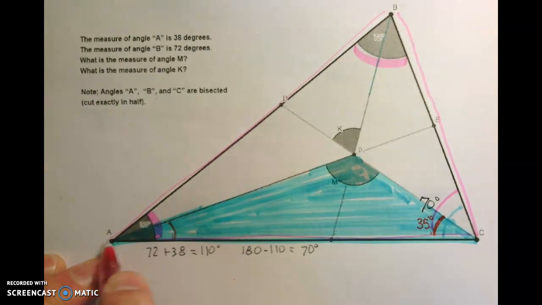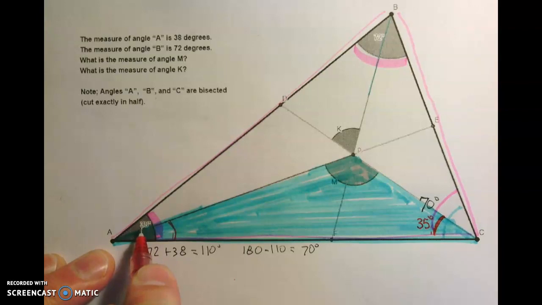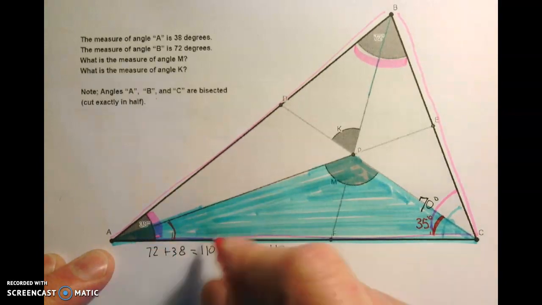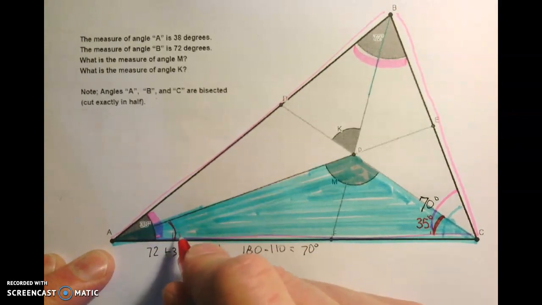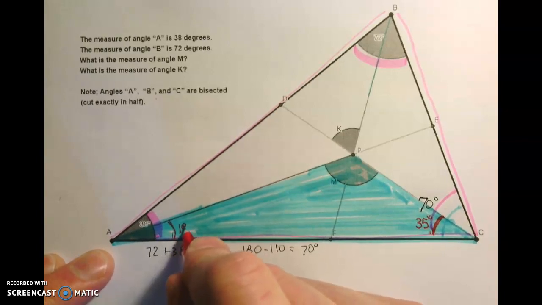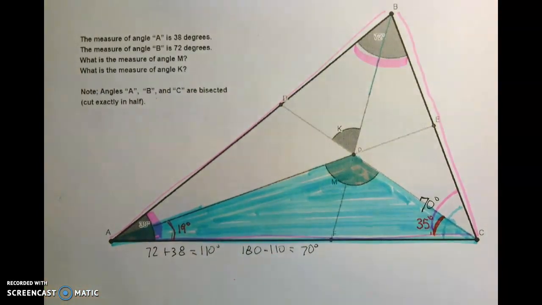And then I can do this one as well. This one, since it was bisected, cut exactly in half, would be 38 divided by 2. 38 divided by 2, I'm getting 15 is half of 30, and half of 8 is 4. 15, 16, 17, 18, so I'm going to get 19 degrees. Check me on your calculators, make sure I did that right. And so, wow, there we are.